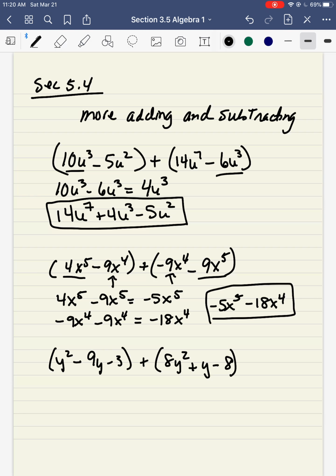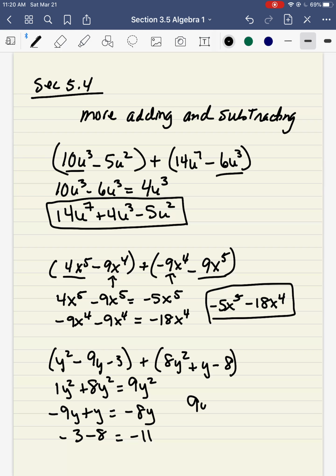Similarly, on the last problem on this page, I'm combining the y squareds. So 1y^2 plus 8y^2 is 9y^2. I have a minus 9y plus a y. That's a minus 8y. Again, there's a 1 there on that y. So minus 9 plus 1 is minus 8. And my constant terms, minus 3 minus 8, is a minus 11. So when I write it in the correct order, positive 9y^2 minus 8y minus 11.